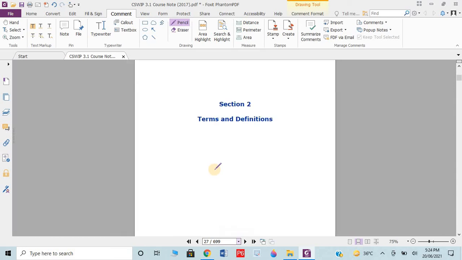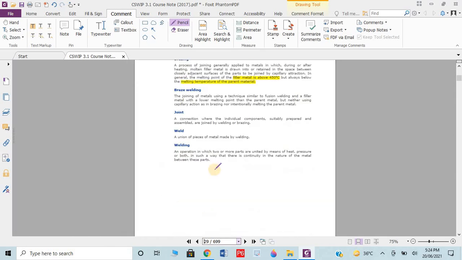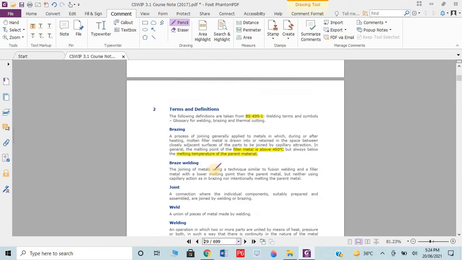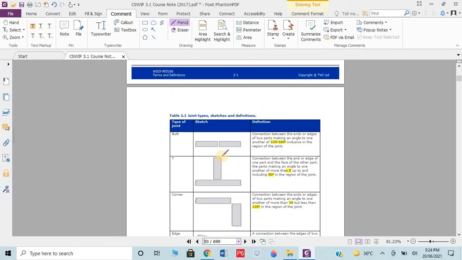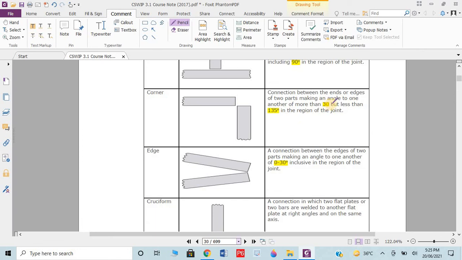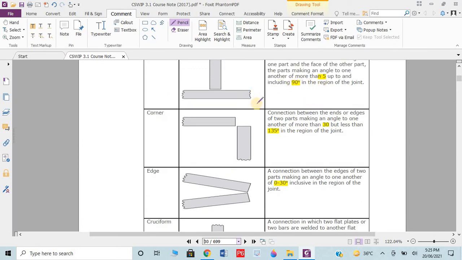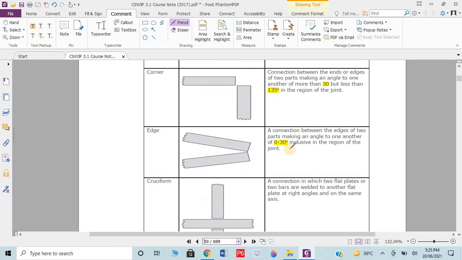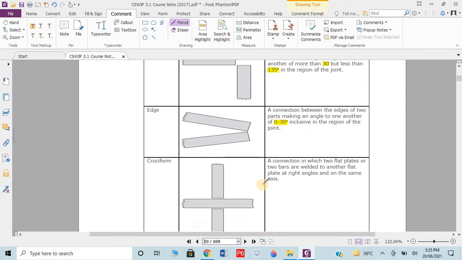I'm just going to give you a 2 minute overview of whatever we have learned in 3D. Butt weld, T-weld, corner weld, edge weld. Here the angles mentioned: 30 to 135, 5 to 90 degree, butt weld, corner weld this, edge weld 0 to 30. Remember these angles.